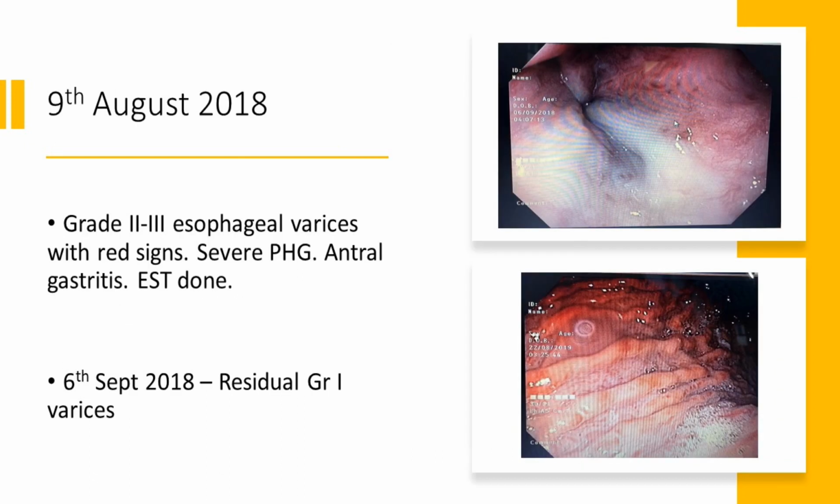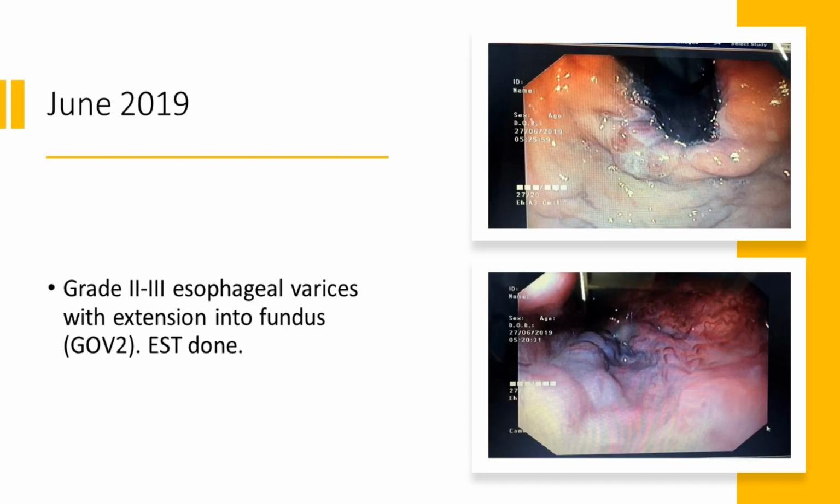Again, August 2018, the varices are less, but they're still there. He had portal hypertensive gastropathy. You can see this, it's like a snakeskin appearance. And this is severe, this is in the body of the stomach, severe portal hypertensive gastropathy with red signs over it. By September, the 3rd session, he had residual grade 1 varices, and then he was asked to do a check scopy after 6 months. He didn't come. He came after a year.